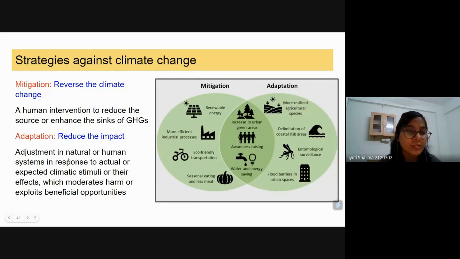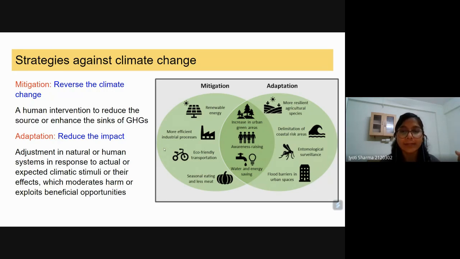If we talk about adaptation, then we are adjusting ourselves. This adjustment can happen due to the climate change, or we can also think that yes, climate change will happen, so before that, we know that climate change will happen. So in the expected climatic stimuli as well, we do some adjustment in such a way that we don't have the harms. We can manage ourselves in the increasing temperature, or let's say in the drought condition. So we are exploiting the beneficial opportunities. So these are two kinds of strategies. The one is mitigation, and the second is adaptation.